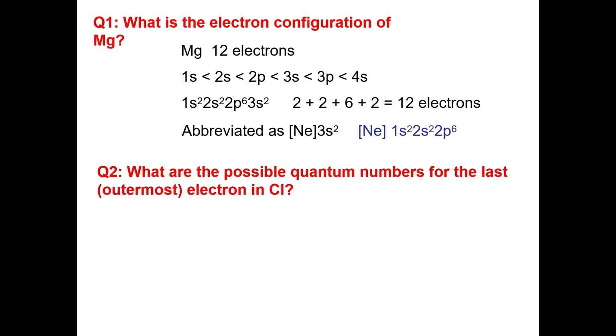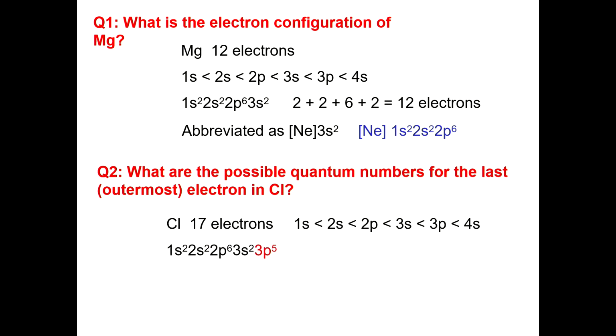Okay, now the question is we also need to figure out the electron configuration of chlorine. So chlorine is 17. It's like this, right? So you will say the last electron is put in the 3p orbitals. Okay, so what are the possible quantum numbers for the electron?